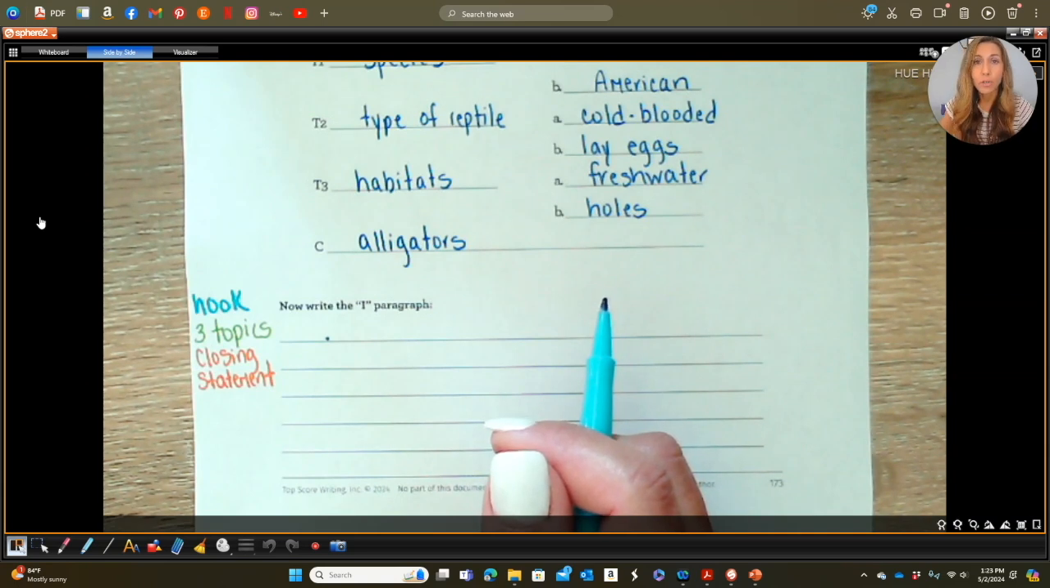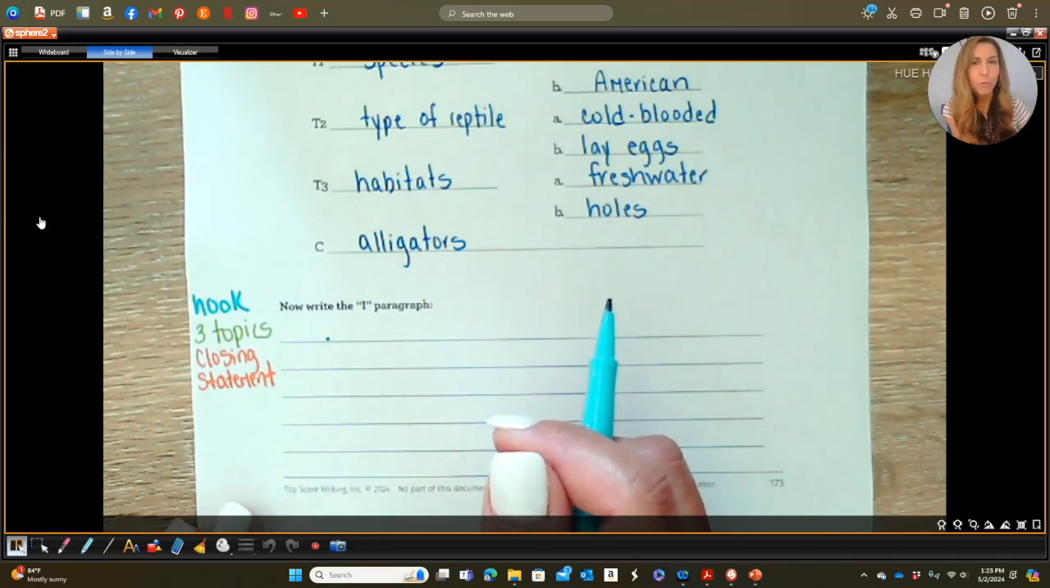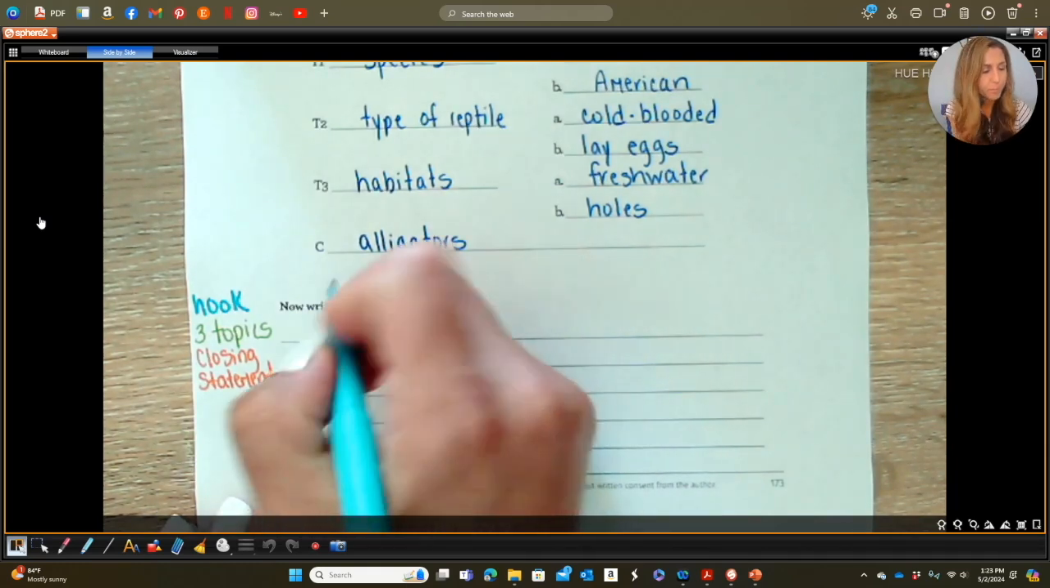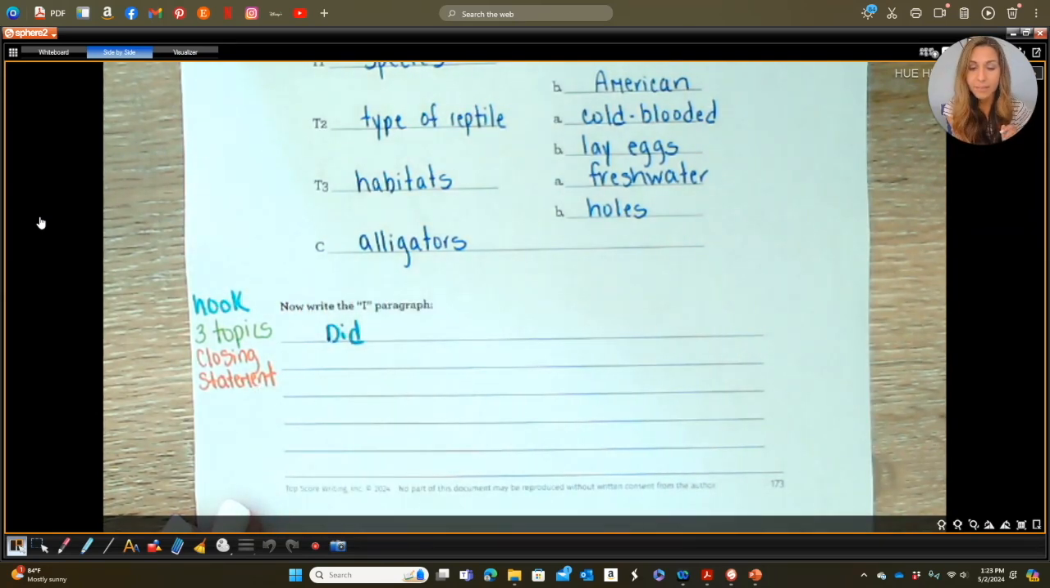So let's come up with a hook now. We're not going to spend 20 minutes coming up with the most amazing hook ever written. We're just going to write something simple. So this is our first day that we've ever written introduction paragraphs. Our hooks can get a little fancier as we grow and develop as writers. So how about we just ask a simple question, and we can include a fact from the articles. How about we say, did you know that the largest ever recorded alligator measured 19.2 feet?